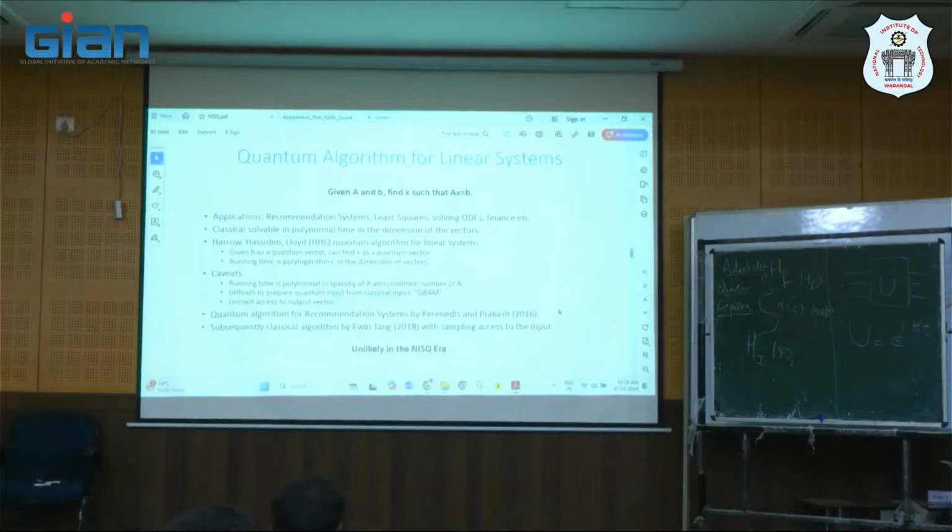Now there is this thing called the quantum algorithm for linear systems. What is that? Suppose you have a linear system like this. You have a matrix A, you have a vector b. You want to solve Ax = b. You want to find x such that Ax = b. Correct? Usually the linear system of equations. Matrix A, vector b. You want to find x such that Ax = b. Now these are used in a lot of places: recommendation systems, least squares, solving ODEs, finance, etc. Linear system solving is useful in many places.